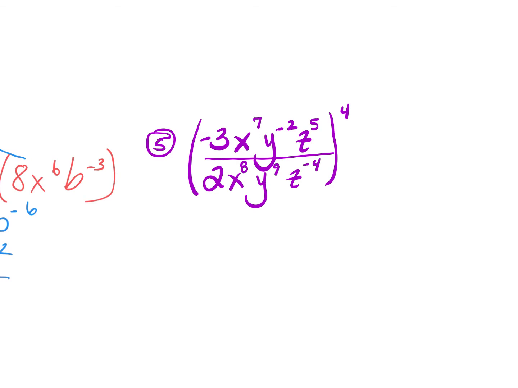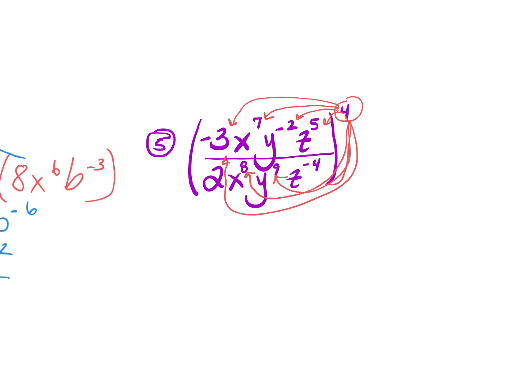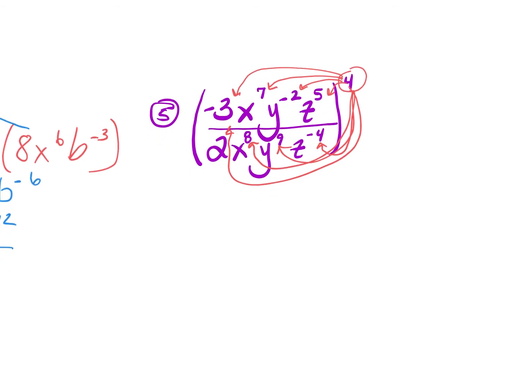Now, this is why our exponent rules are so important. Because would you want to write out that whole parenthesis 4 times and then multiply it all together? That would be a huge mess. So that's why our exponent rules are so very important. So I'm going to take this 4 and it's going to the -3, to the 7, to the y, to the z. Then on the bottom it's going to the 2, to the 8, to the 9, and to the -4. A lot going on. If I were you, I would just rewrite everything.